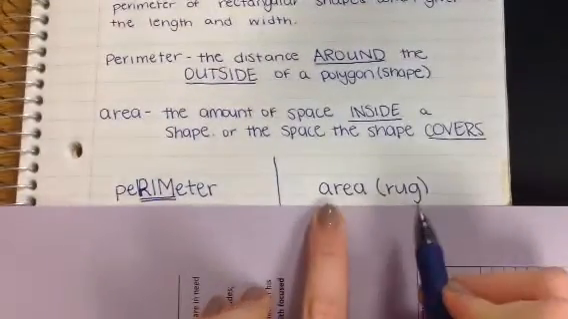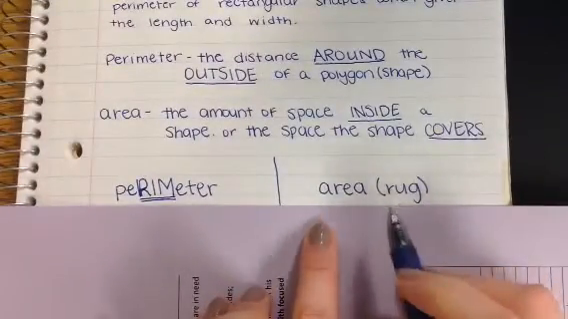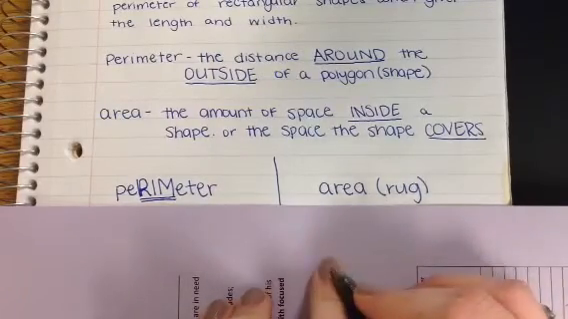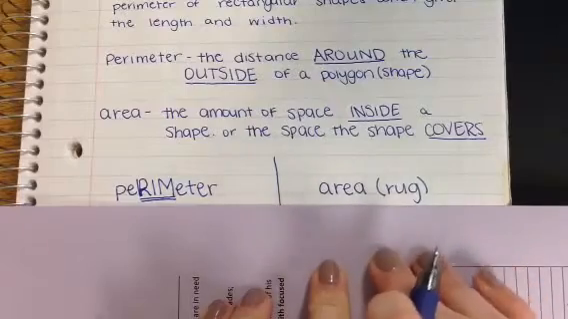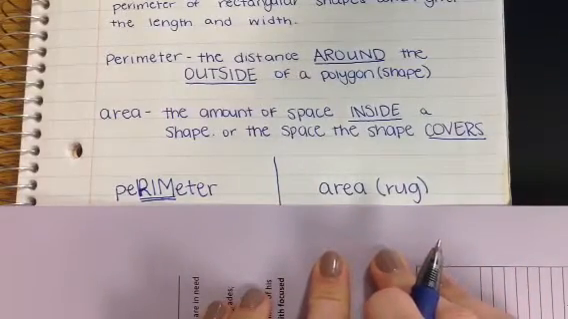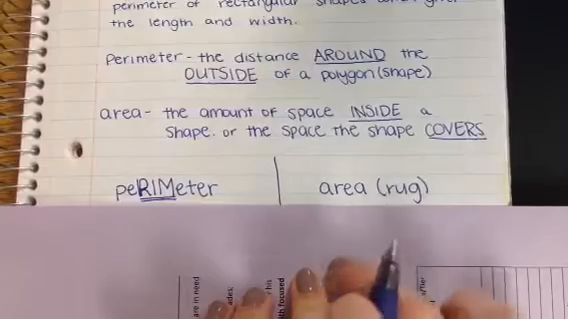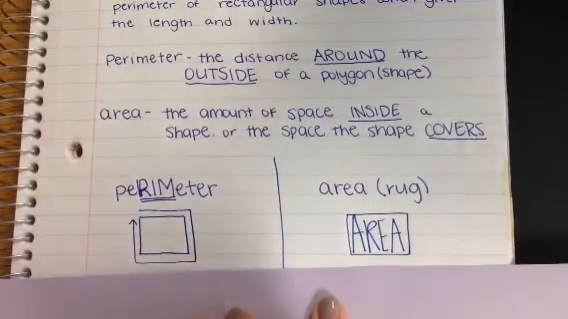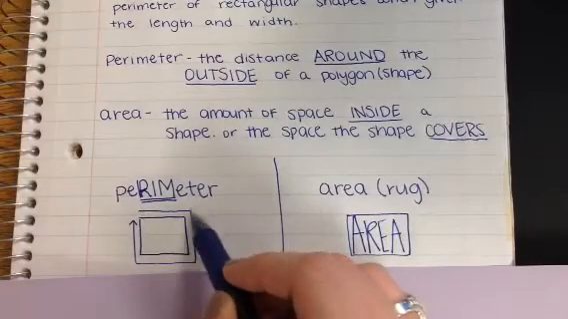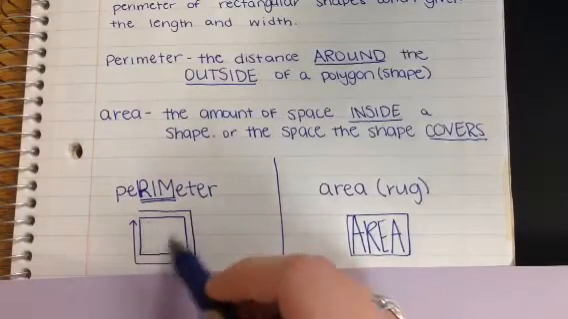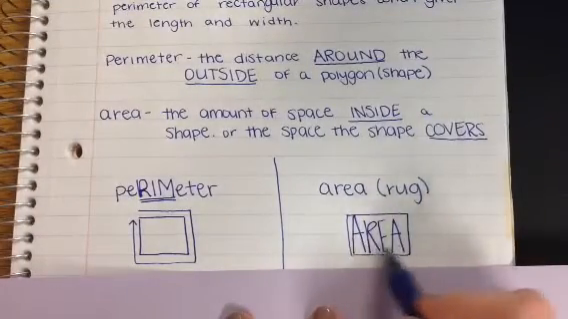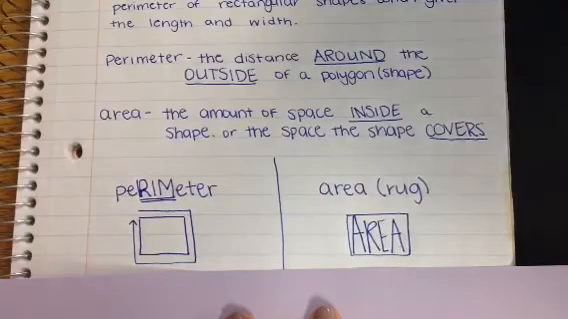And then for area, I remember rug, like an area rug. Remember that rugs cover the floor. You don't want to have a rug that's just a border, or else you'd have a bunch of space in the middle that wasn't covered. So area is the entire space inside of a shape. So I've drawn that here for you, by showing you that the perimeter goes around the outside of this shape, whereas the area is the inside of this shape. Pause your video to get that copied down, press play when you're ready to begin again.